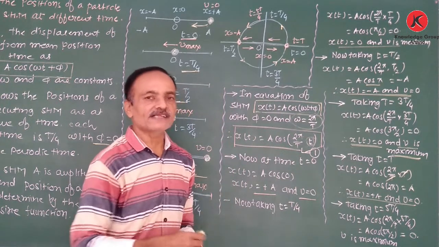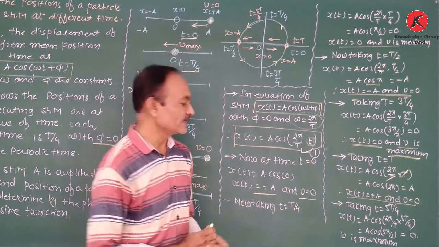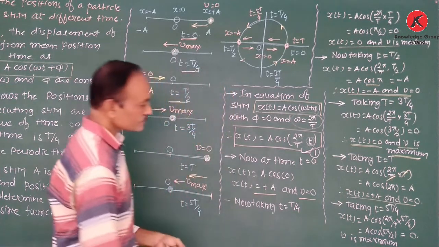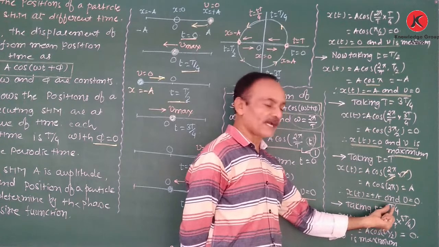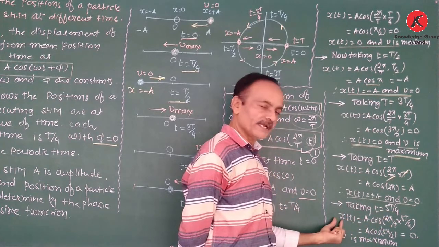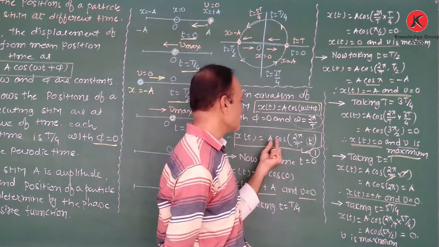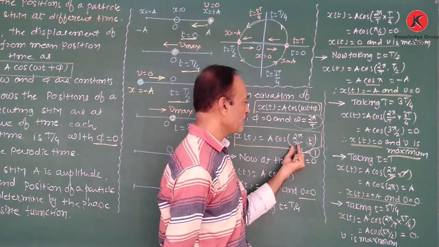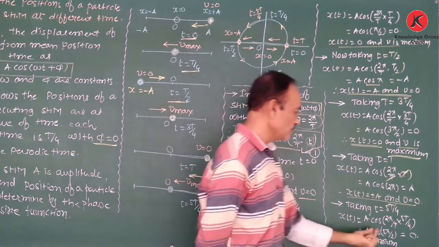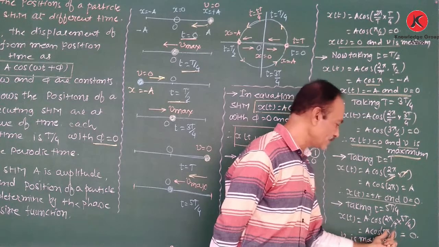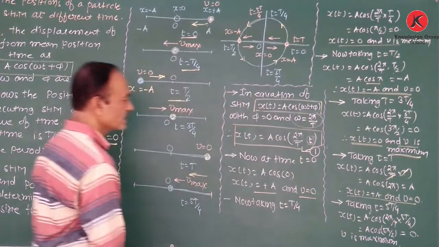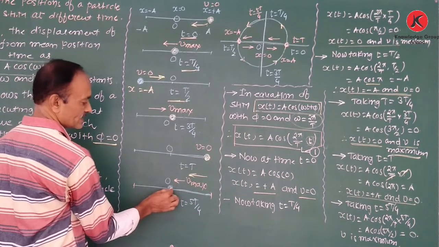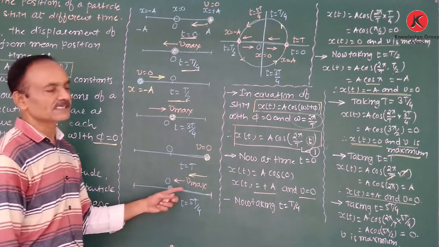So again we take the next T by 4 step on the time interval. So t is equal to T plus T by 4. Substitute in our equation 1. So x(t) is equal to A cos 2 pi upon T into 5T by 4. Therefore, pi by 2. So here v is maximum and the particle is at the 0 position. Now here the second oscillation is started.